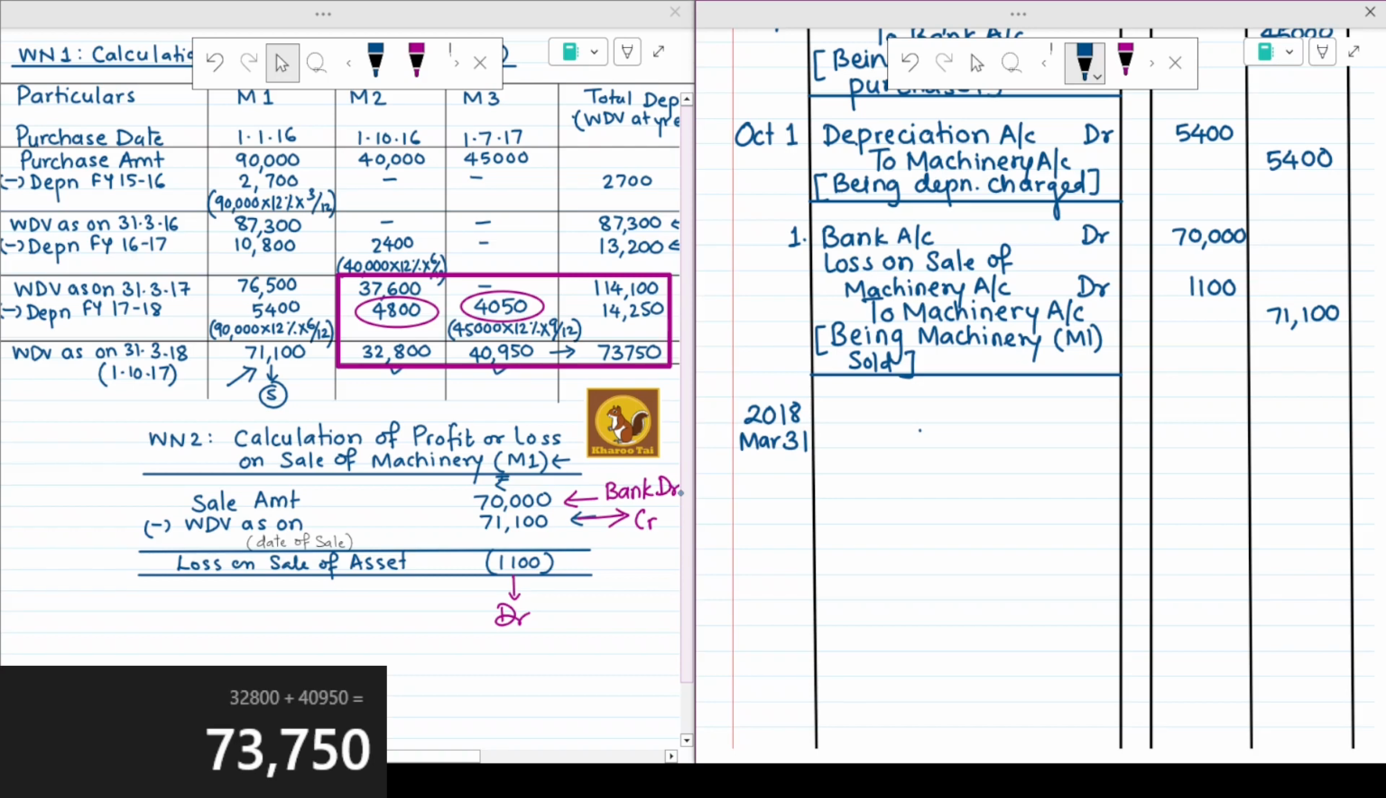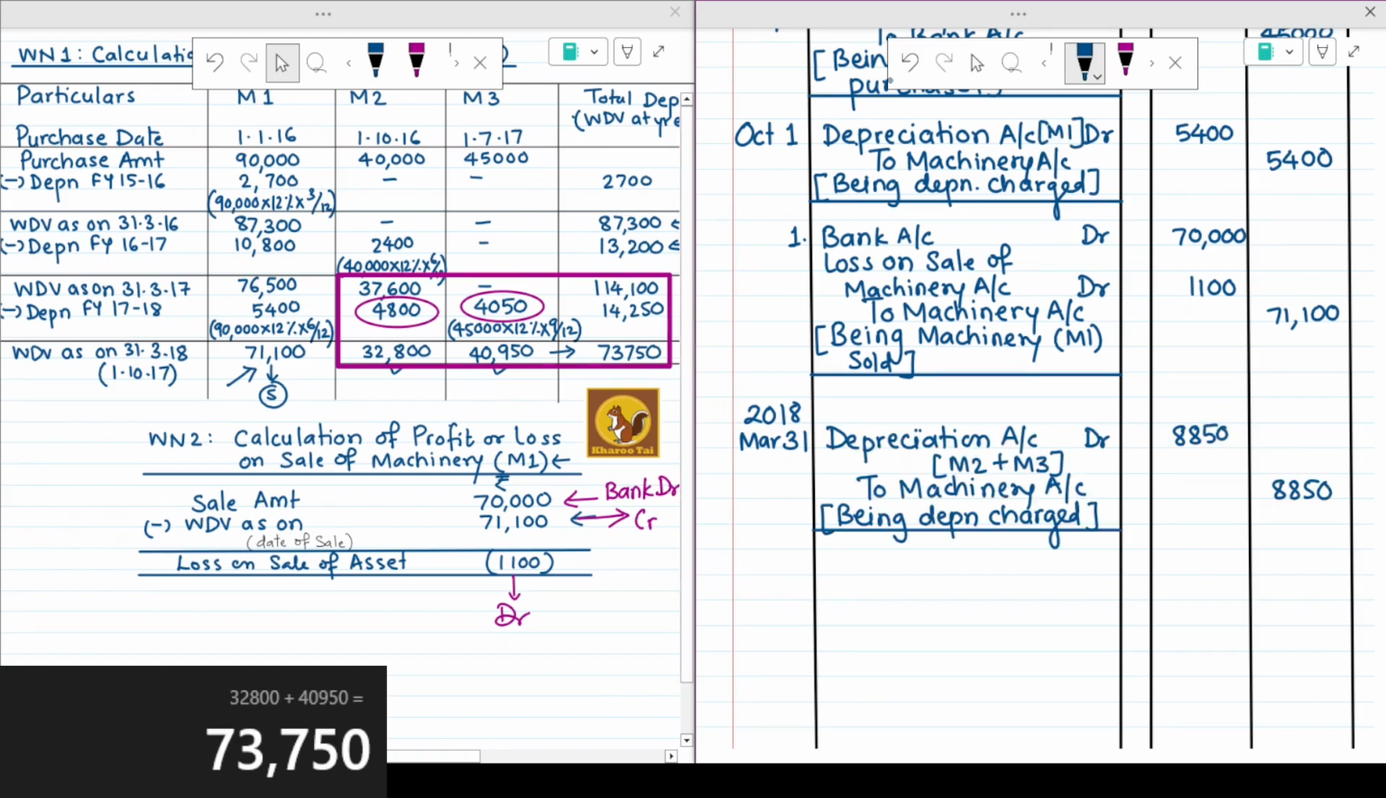So what will be the total? 4,000, 4,000, 8,000, 8,000, 850. 8,850 to machinery account, being depreciation charged. With this all the entries are passed, and now we will pass the year end entries. What are the year end entries?